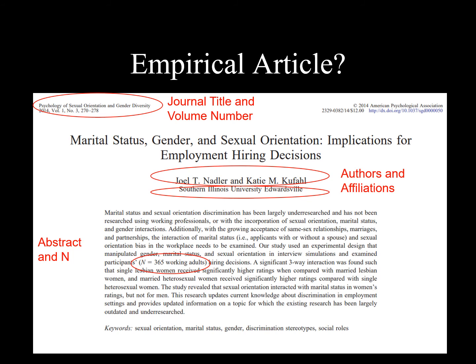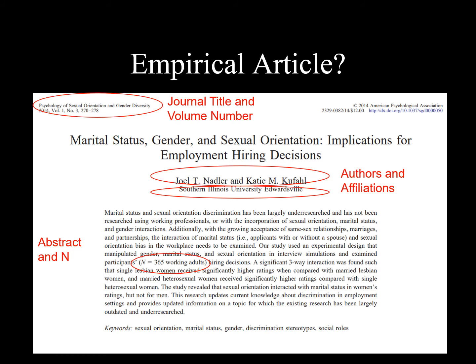And again, some of the things that we mentioned that you can quickly do is, does it have an abstract? Does the abstract include an N, in other words, the number of participants in the study? Does it clearly identify the authors and who their affiliations are? And does it come from an article that actually has both a journal title and a volume number?